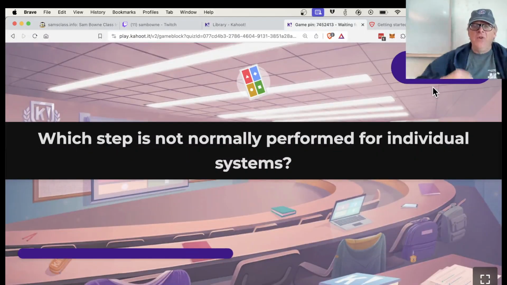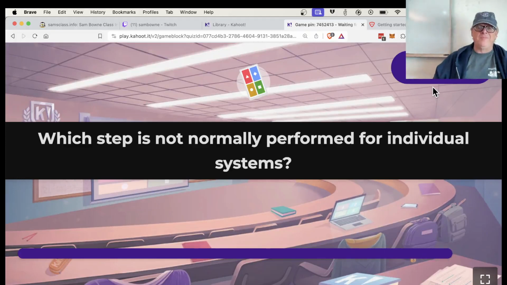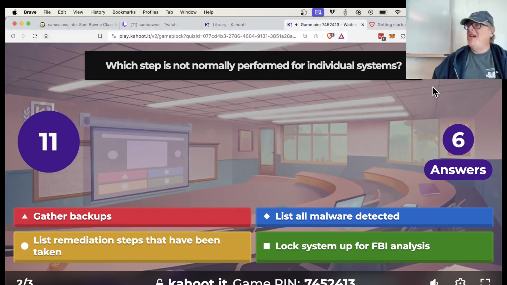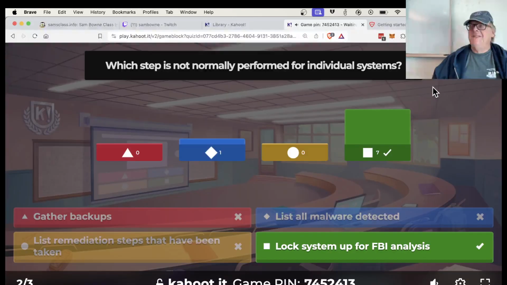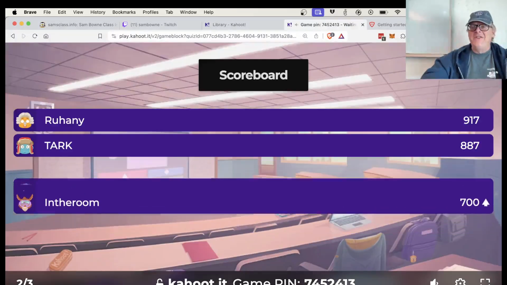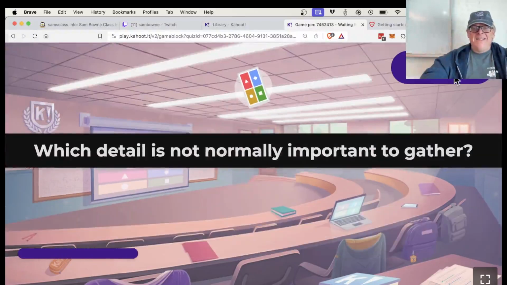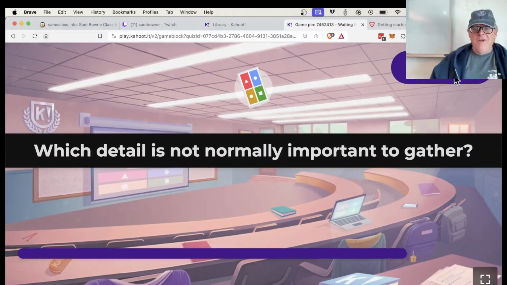All right, which of these do you normally not perform? I think you were around when this happened. This really happened on campus. The guy claimed that we couldn't see anything because he'd locked it all up for FBI analysis. This is garbage. Nobody does that. Anyway. But we had a CTO that claimed he was doing that. Anyway. All right. Which detail is not normally important together?